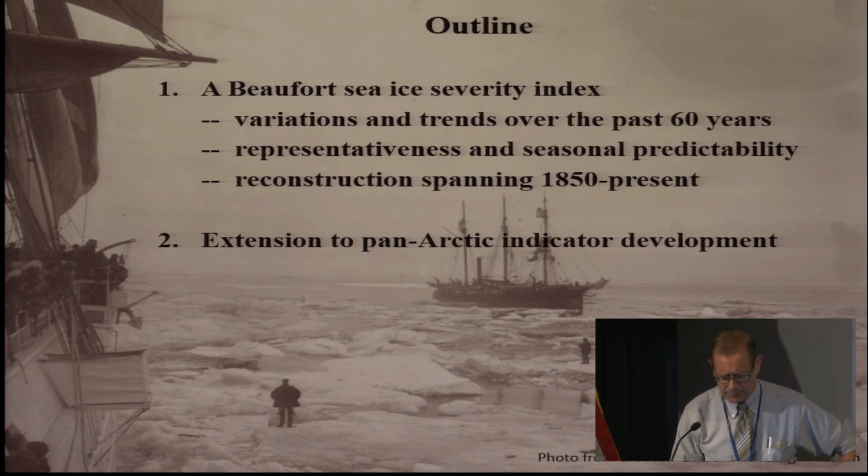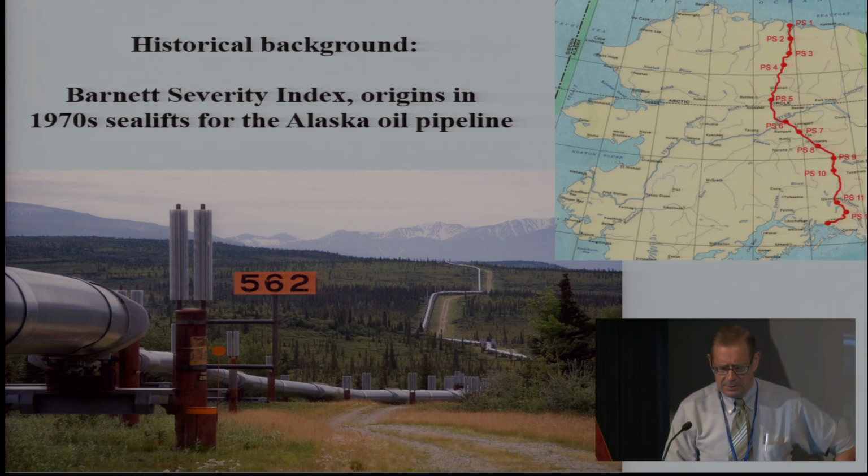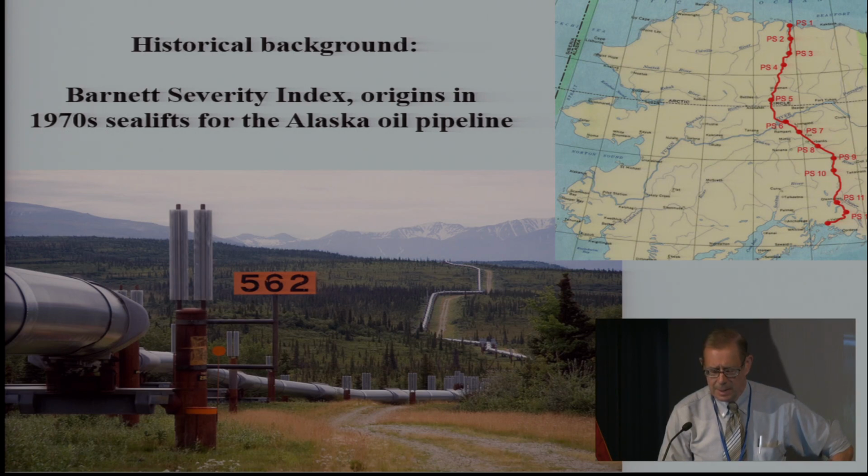So just by way of background, we're going to start with a severity index that's been around for a long time for the Beaufort Sea. This is the Barnett Severity Index. This index has its origins back in the 1970s, back when there were sea lifts in connection with the Alaska oil pipeline construction. Most of the infrastructure up at Prudhoe had to be barged in. And that was for the construction of the pipeline that spans the state. The pipeline is the red line on that upper right map.